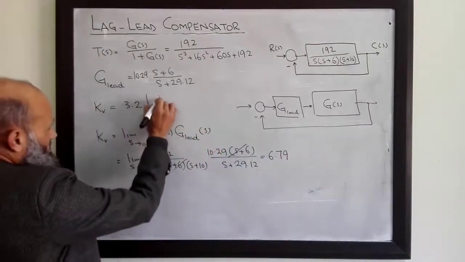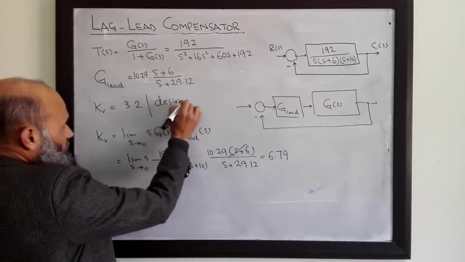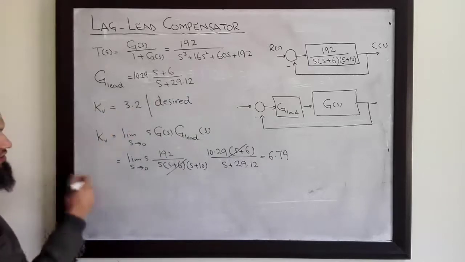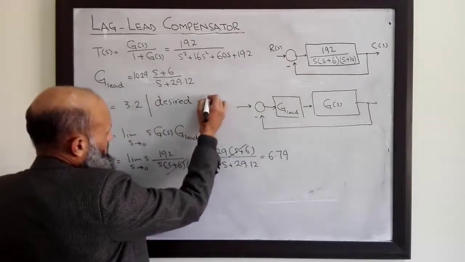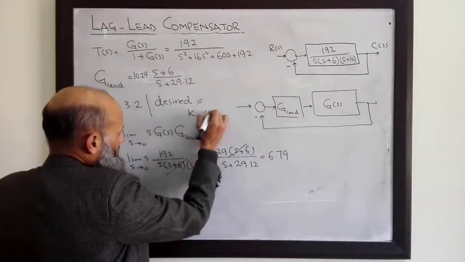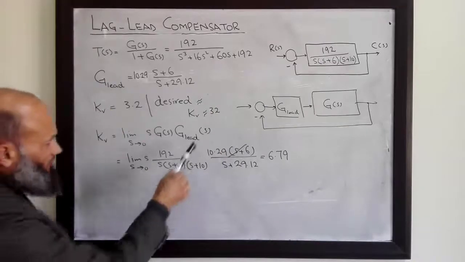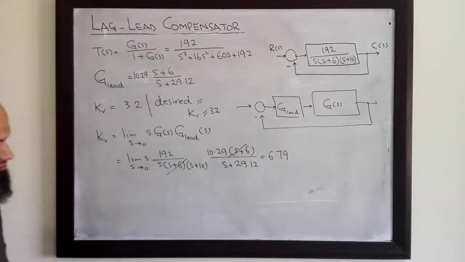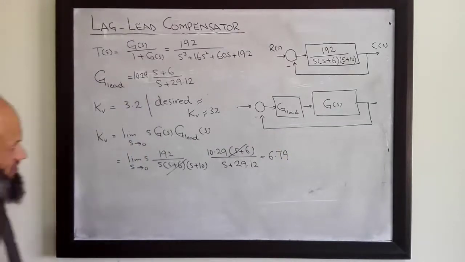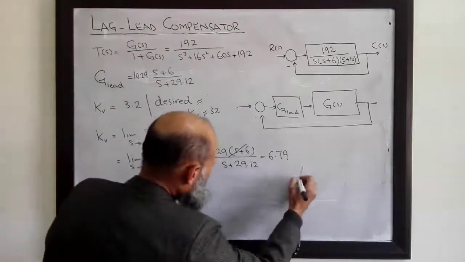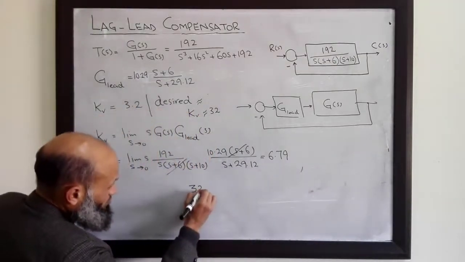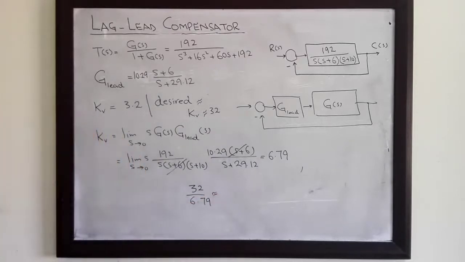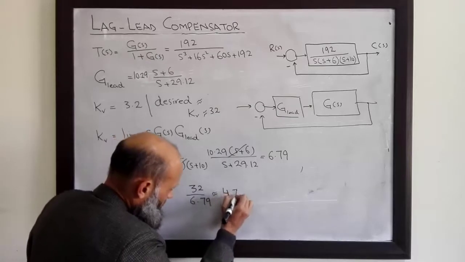What is desired? We want the steady state error to reduce by 10 times, so the desired Kv is 32. Now this is Kv for the system augmented with the lead compensator. So how much improvement do we require? The improvement that is still needed is 32 by 6.79, which comes out to be nearly equal to 4.71.